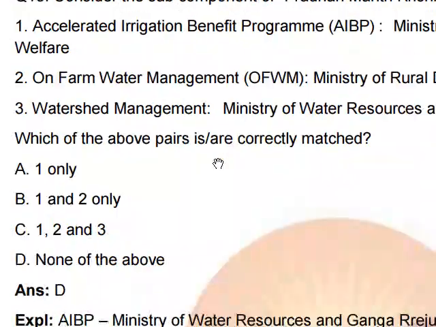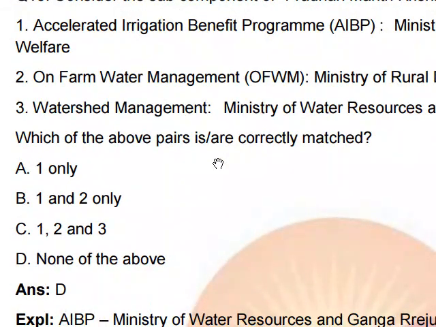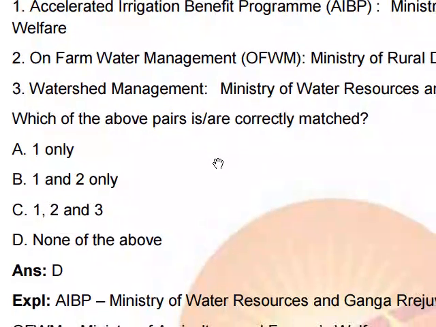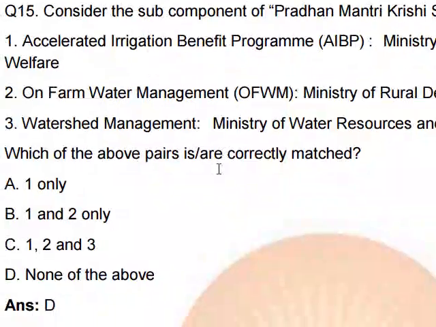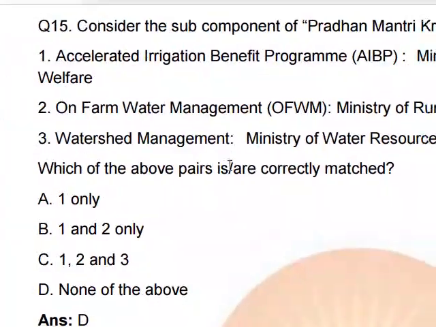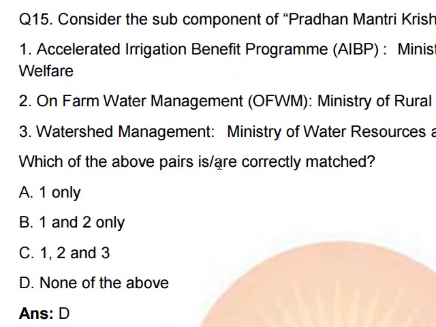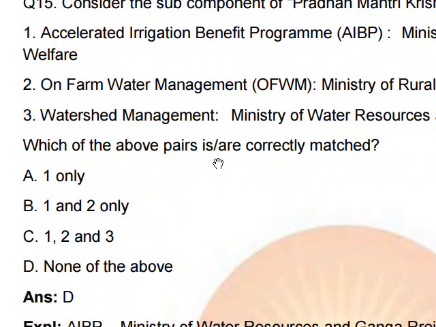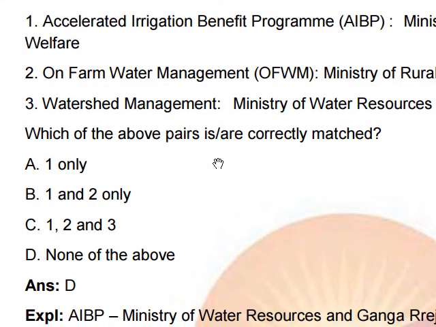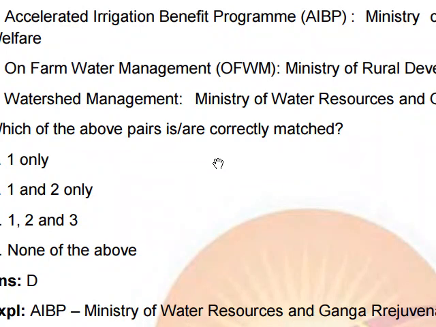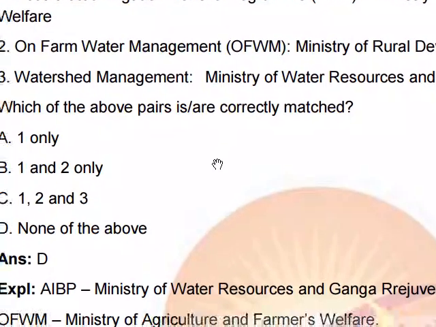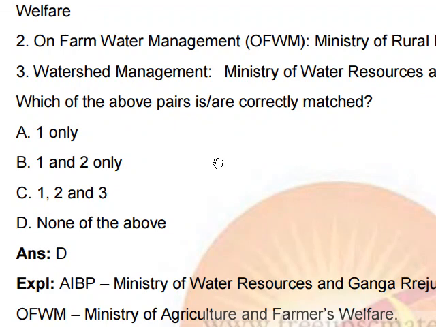So you can see the Accelerated Irrigation Benefit Program comes under the Ministry of Water Resources and Ganga Rejuvenation. So please remember, not agriculture. On Farm Water Management comes under the Ministry of Agriculture and Farmers Welfare.